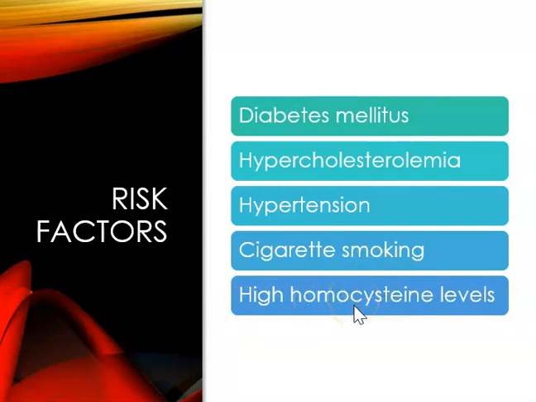High homocysteine levels. Most people who have high homocysteine levels don't get enough folate, folic acid, vitamin B6, or vitamin B12 in their diet. So high homocysteine levels in the blood can damage the lining of the arteries. In addition, these levels can also make the blood clot more quickly.